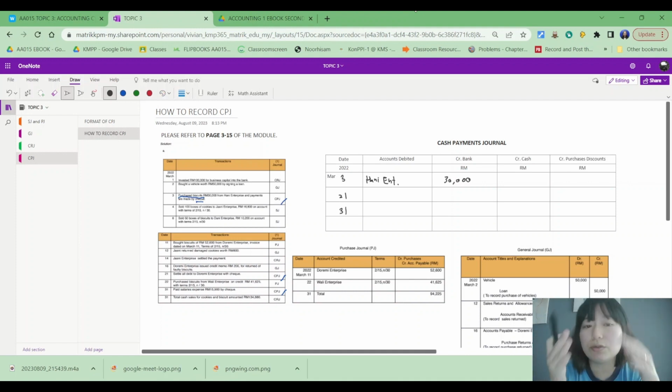It does not fit to our purpose. Okay, kita merekod transaction ni dekat CPJ, 30,000 in the column of credit bank, betul lah, menggunakan check. And apakah tujuan dia? Tujuan kita bukan menjelaskan hutang kepada Honey Enterprise. Okay, the reason of us doing payment is because we bought merchandise by using check. Okay, kita membeli merchandise by gunakan check. Okay, so bukan kita nak menjelaskan hutang.